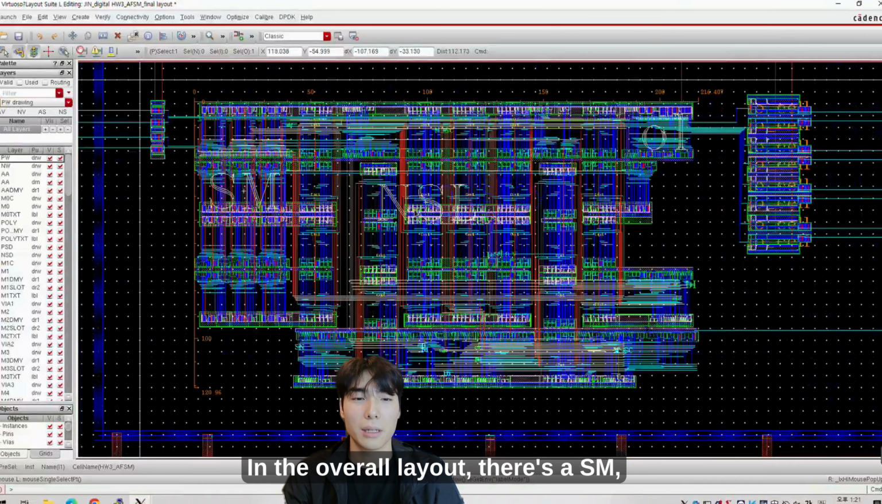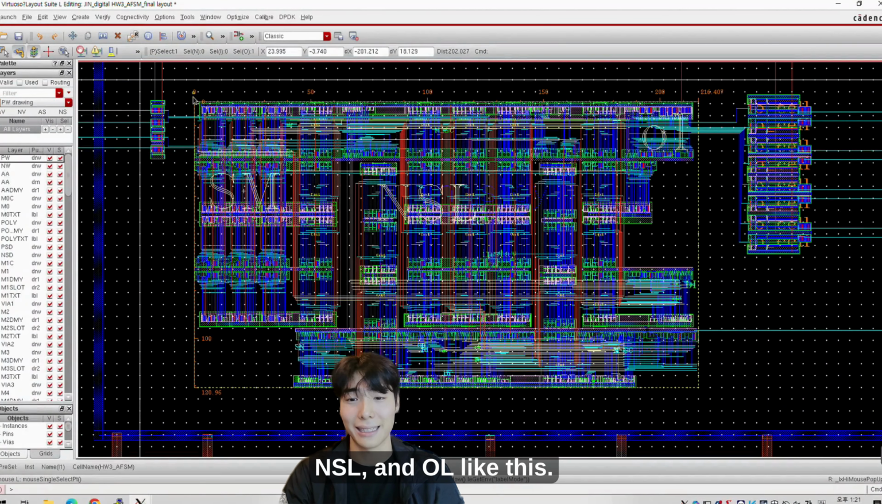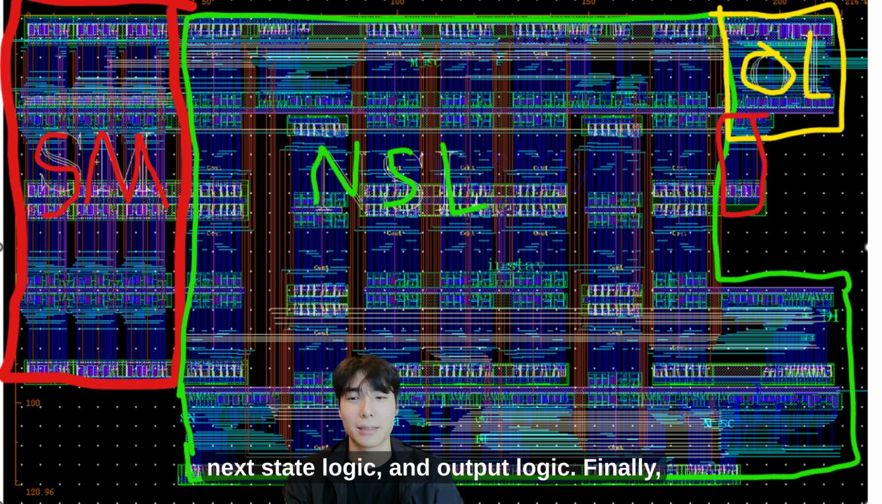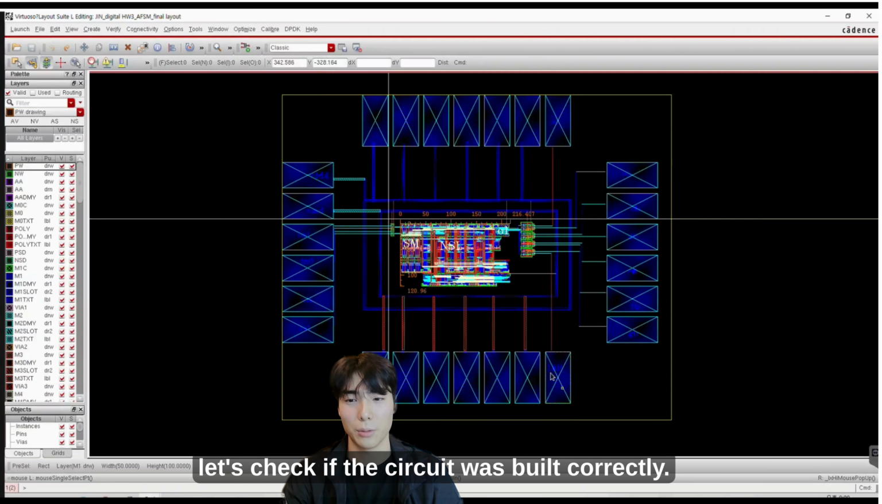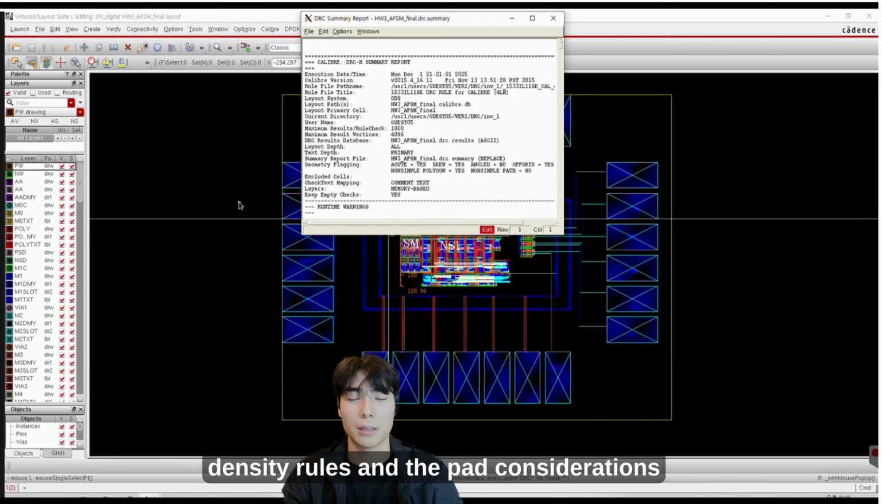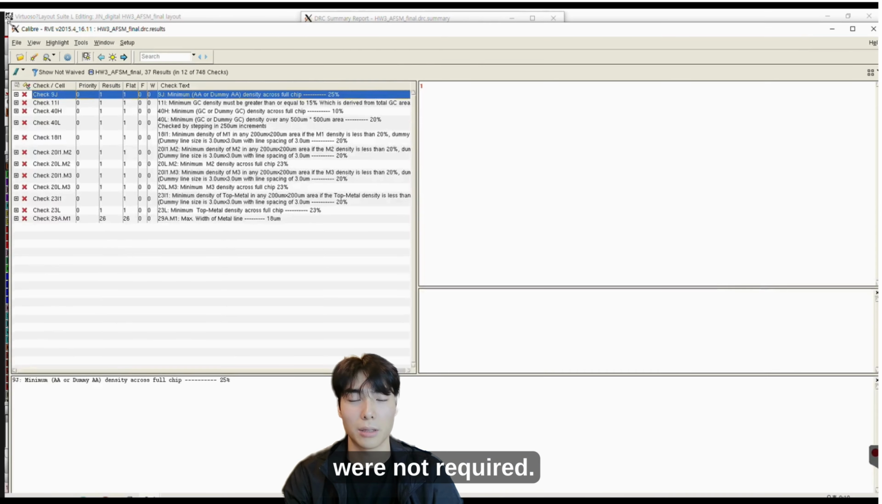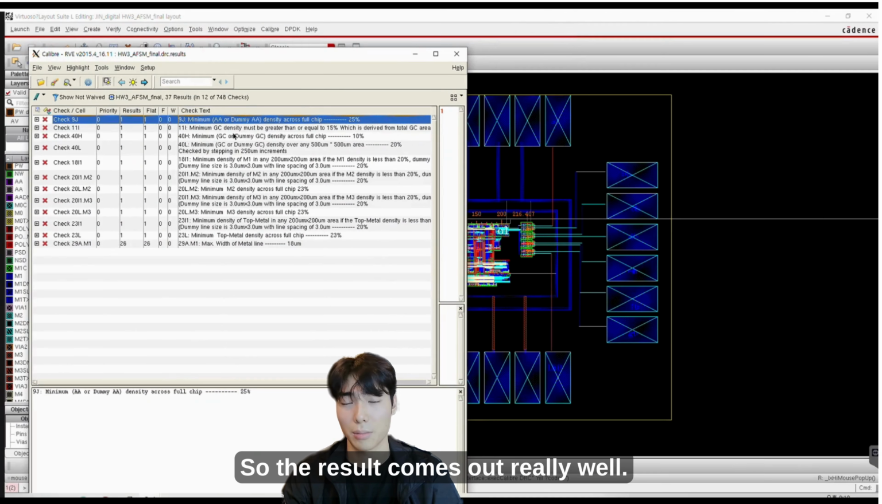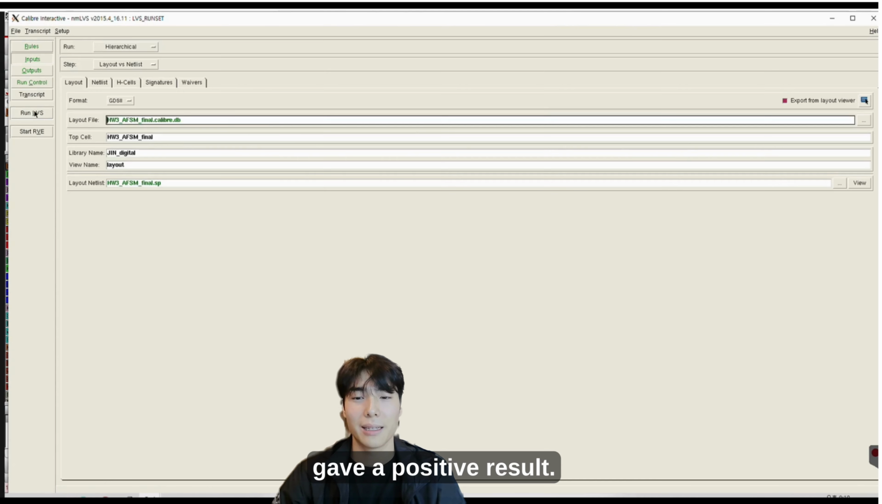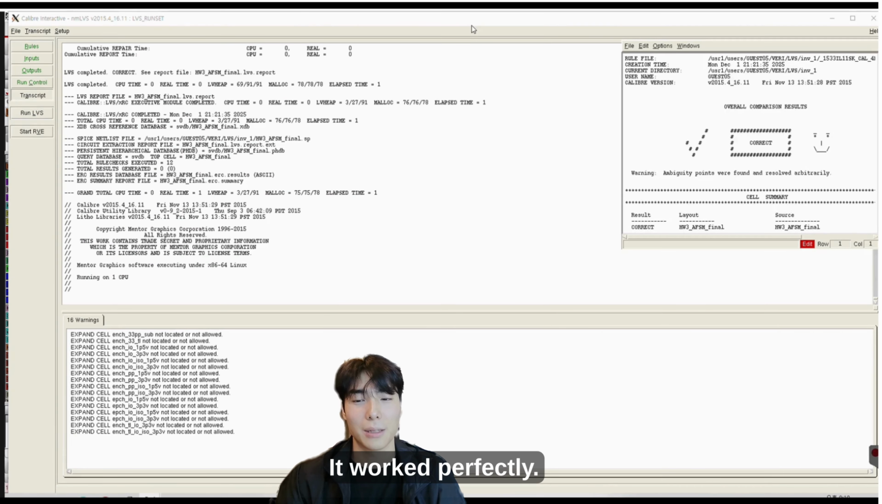In the overall layout, there's SM, NSL, and OL, which represent state memory, next state logic, and output logic. Finally, let's check if the circuit was built correctly. For this assignment, density rules and pad considerations were not required, so the results come out really well. And the LVS check gave a positive result. It worked perfectly.